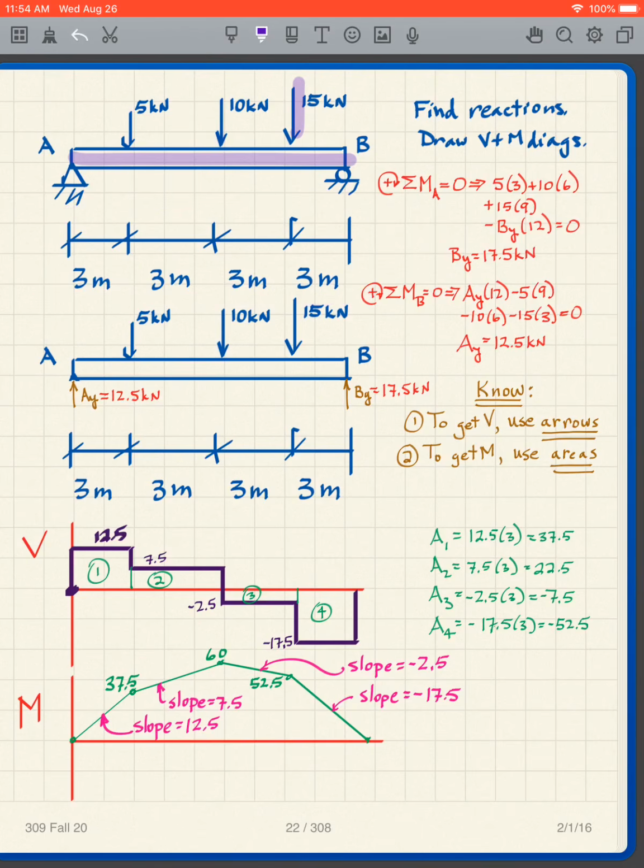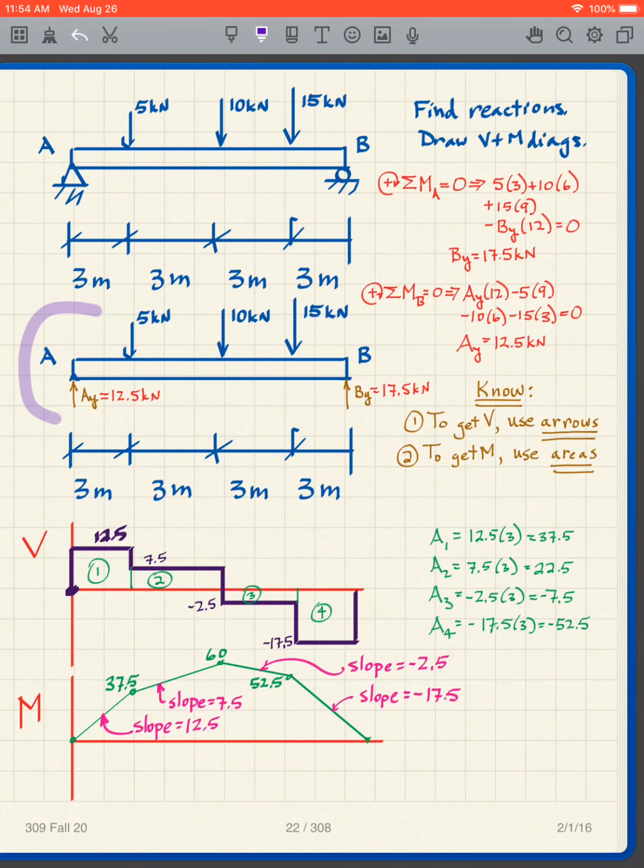And what we're going to do, of course, is I'm going to let you do the reactions, but I take the sum of the moments about A equals 0. I get By as 17.5 kilonewtons. I take the sum of the moments about B equals 0. I get Ay is equal to 12.5 kilonewtons.